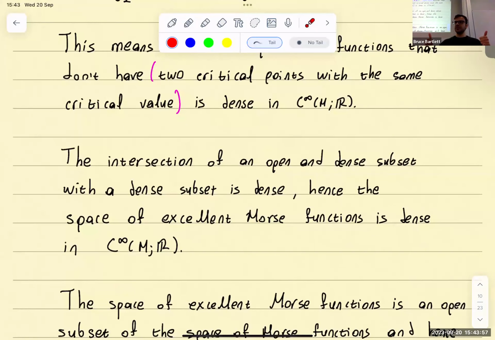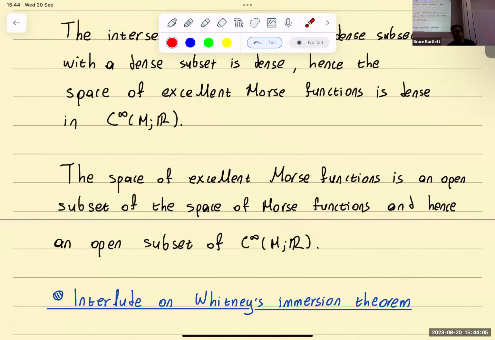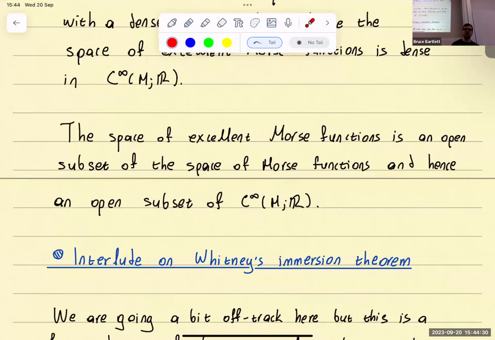Is everyone relatively happy now? And then, just to pedantically complete the argument, the space of excellent Morse functions is an open subset of the space of Morse functions. And we've proved that the space of Morse functions is open in the space of all smooth functions. Therefore, the space of excellent Morse functions is an open subset. I'm just trying to make clear what comes from the transversality theorem and what doesn't, and how to put those together.